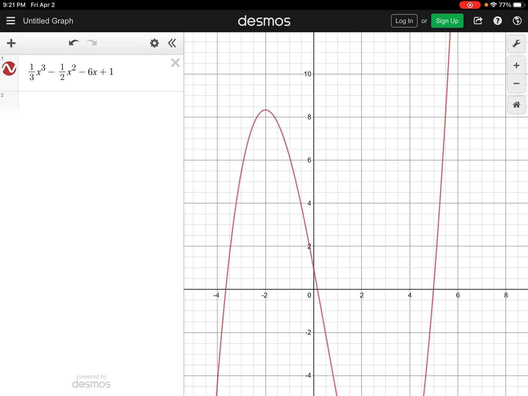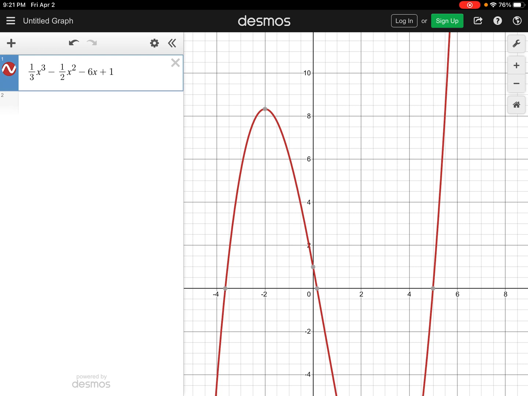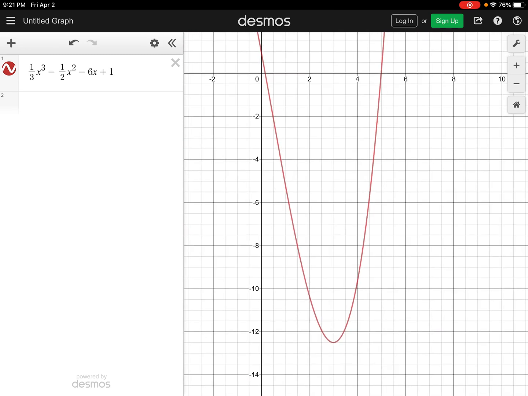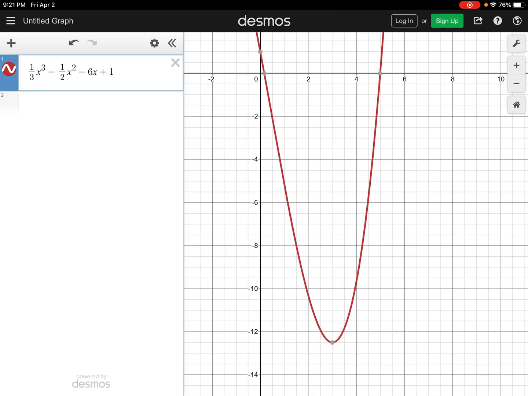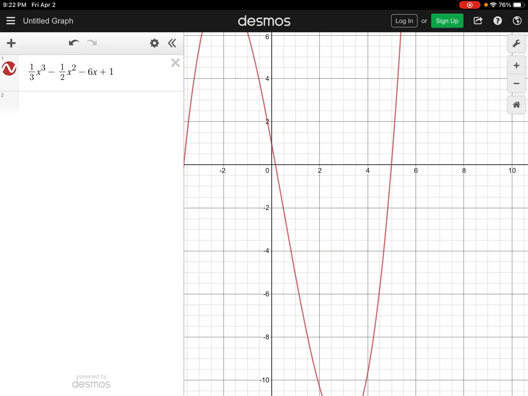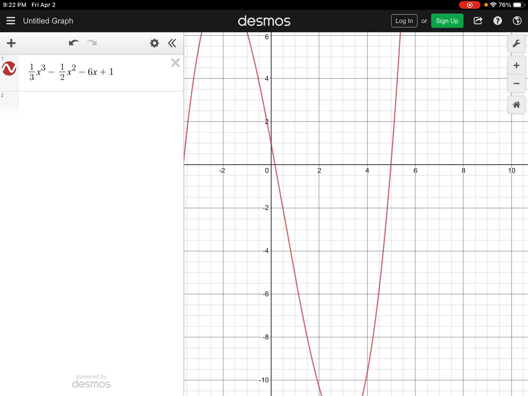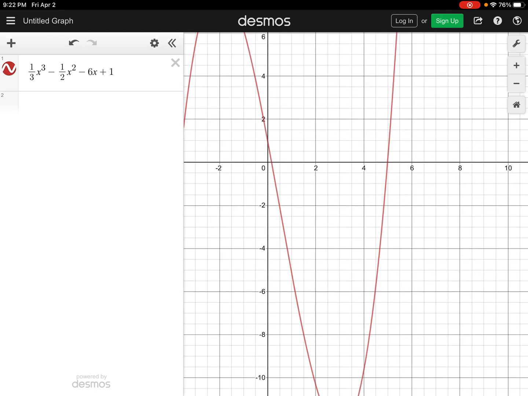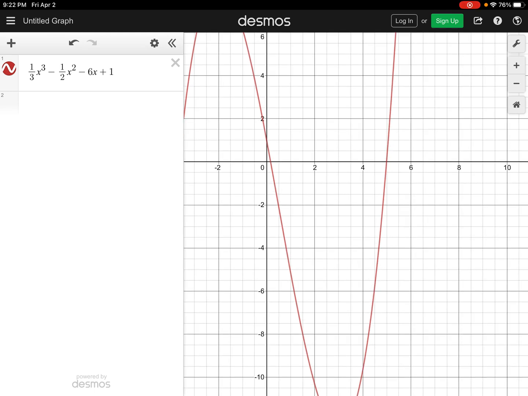So notice there is a max at -2. There is a min at 3. And I don't know where 1/2 is, but see, there's 1 about right there. I can't do it on the page, but that's where the inflection point is, where it goes from concave down to concave up.